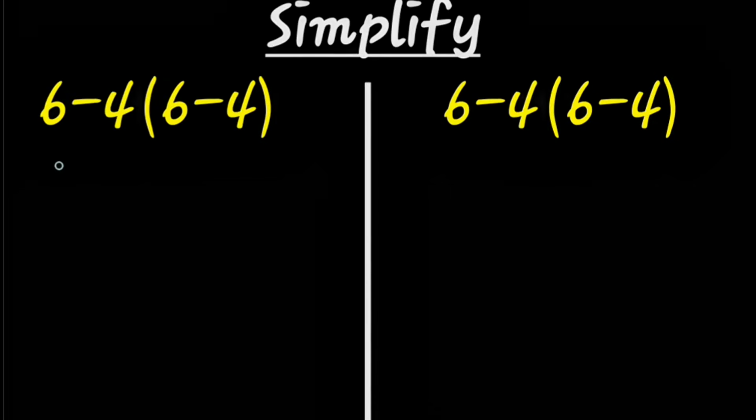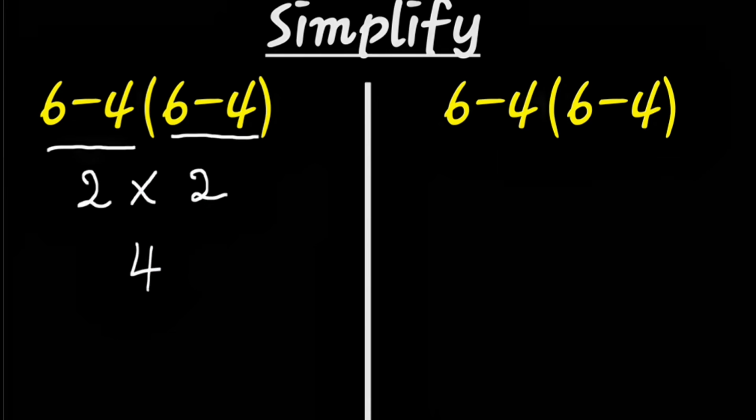Let's solve this expression: 6 minus 4 times (6 minus 4). A very common error is to work straight left to right. People do 6 minus 4 first, getting 2. Then they multiply that 2 by the result of the parentheses, which is also 2, and end up with 4 as their answer. But that's wrong.